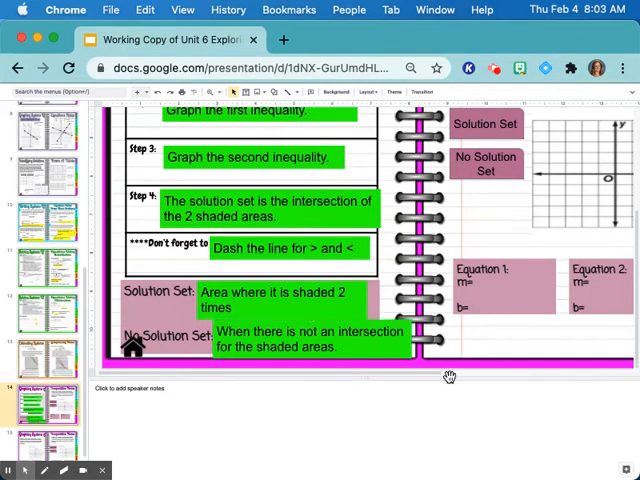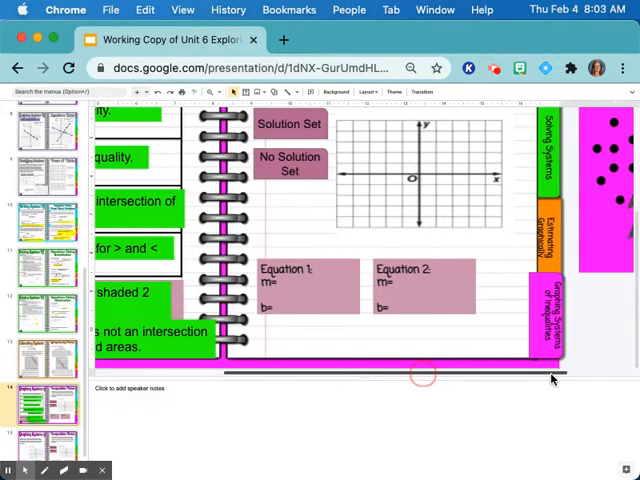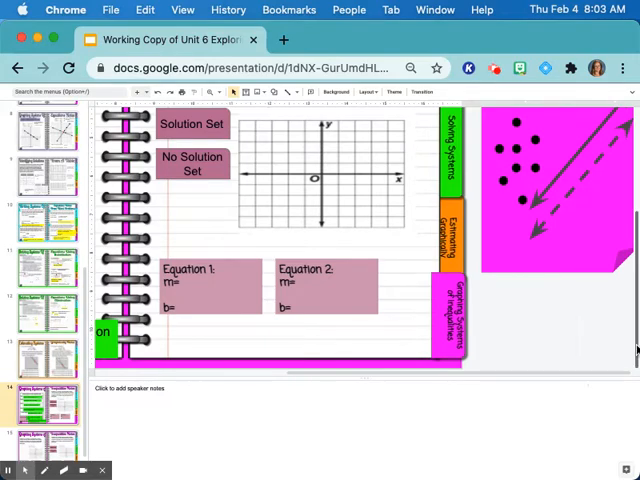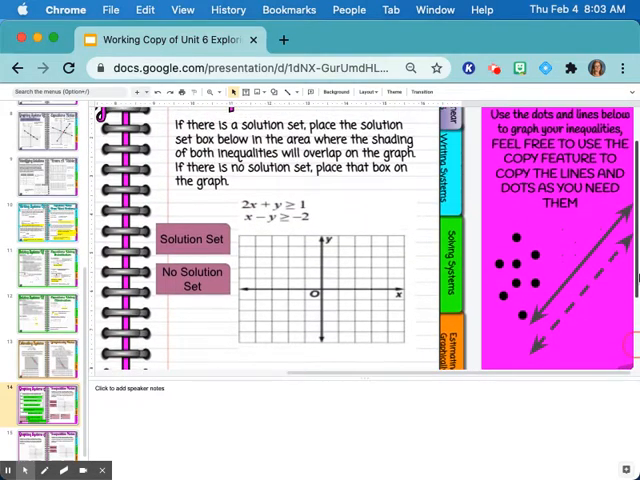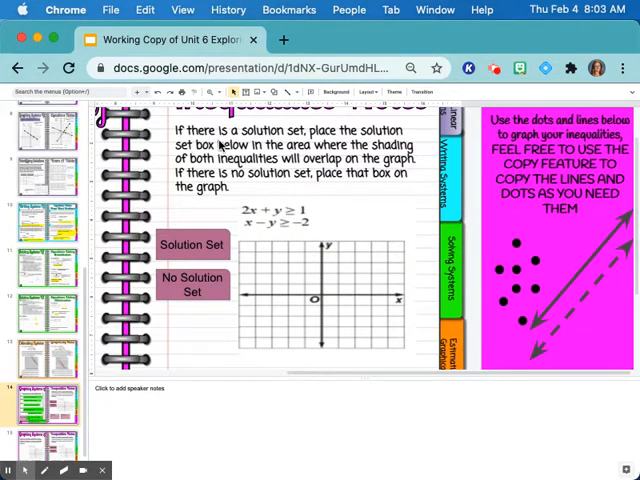There we go. All right, so we are going to do 3 examples on our digital notebook, and then we'll do a couple in our journal. So let's go over here. And we're given points and some lines that we can use. If there is a solution set, place the solution set box below in the area where the shaded of both inequalities will overlap on the graph. If there is no solution set, place that box on the graph.